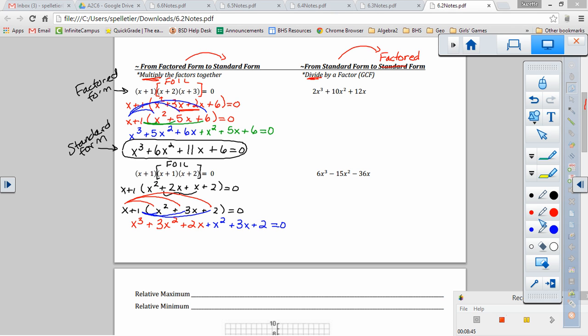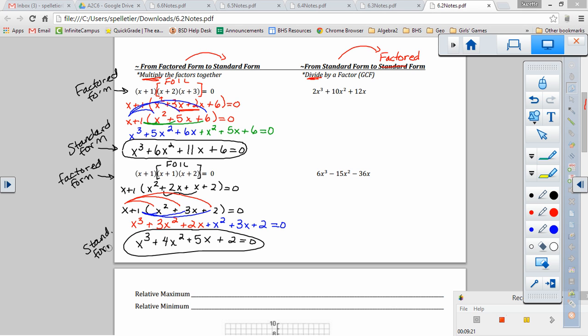And now I'm just going to combine my like terms, putting things in descending order. X to the third. I have a 3x squared and another x squared. That gives me 4x squareds. 2x plus 3x gives me 5x plus 2 equals 0. So there is my polynomial in standard form. These are not difficult. They're just that you need to be really careful in not making silly mistakes when you're multiplying. Be careful for your signs, things like that. So factored form to standard form.